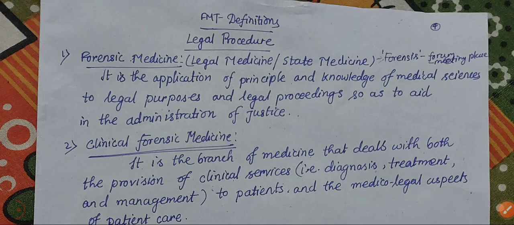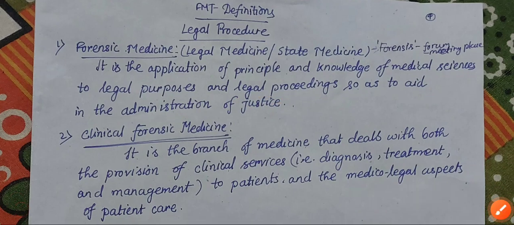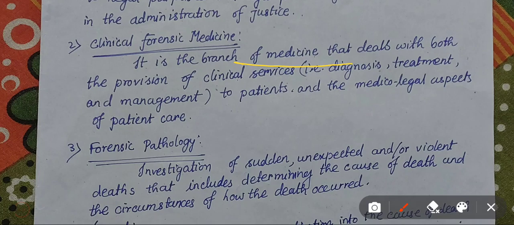So what is forensic medicine? It is the application of the principles and knowledge of medical services to legal purposes and legal proceedings so as to aid the administration of justice. Next is clinical forensic medicine. It is the branch of medicine that deals with both the provision of clinical services, that is diagnosis, treatment and management of patients, and the medico-legal aspects of patient care.